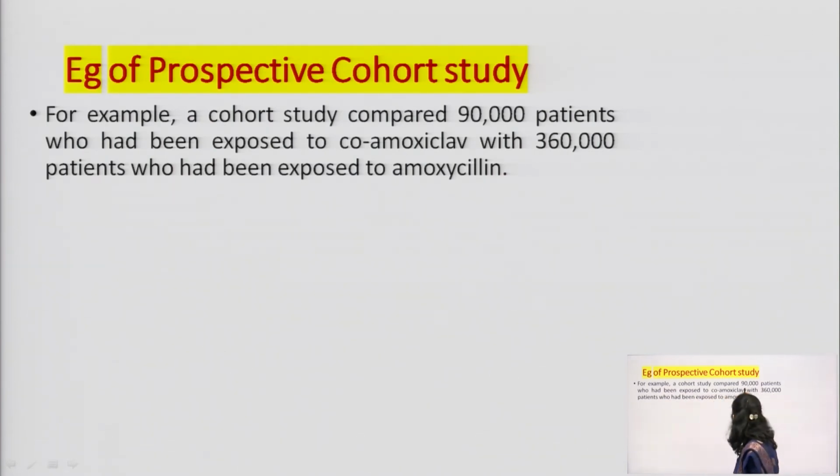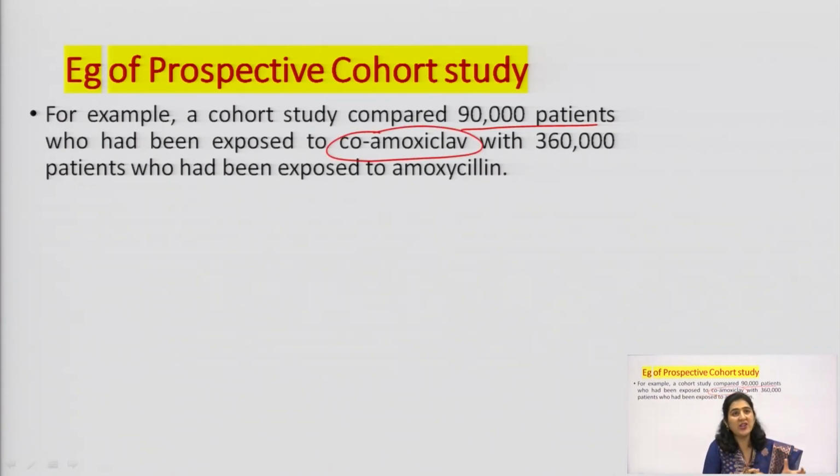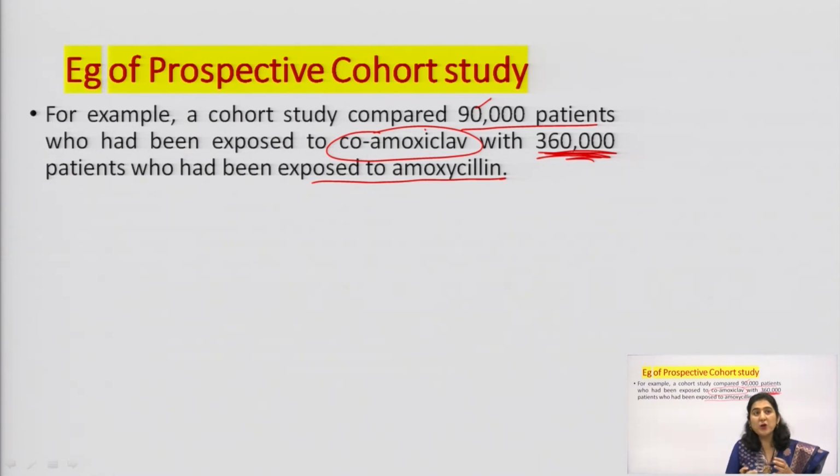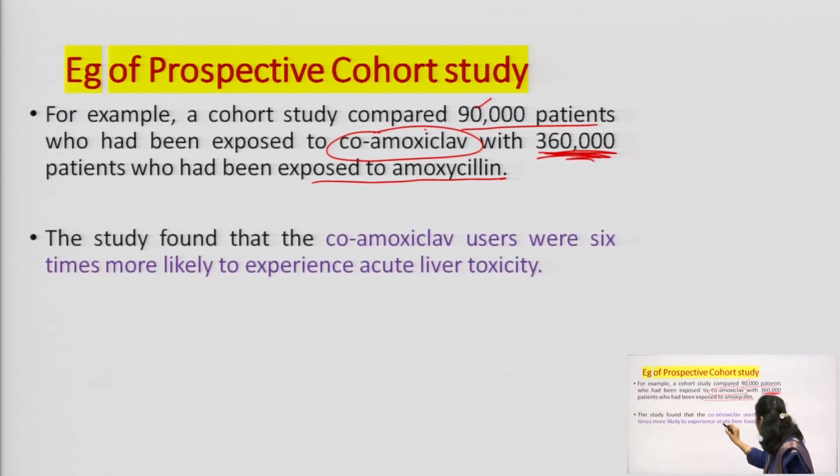A cohort study compared 90,000 patients who were exposed to co-amoxiclav. You know what is co-amoxiclav? It's a combination of amoxicillin and clavulanic acid. So 90,000 patients were compared with 3,60,000 who were only exposed to amoxicillin. So our exposed group was co-amoxiclav, and the control was those who were given only amoxicillin, the standard. The study found that co-amoxiclav users were 6 times more likely to experience acute liver toxicity.